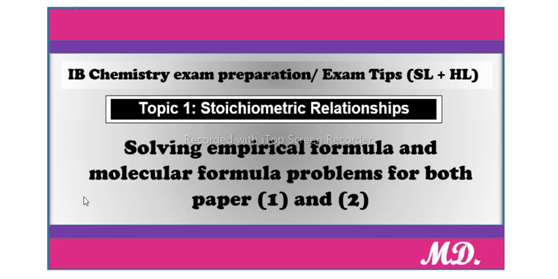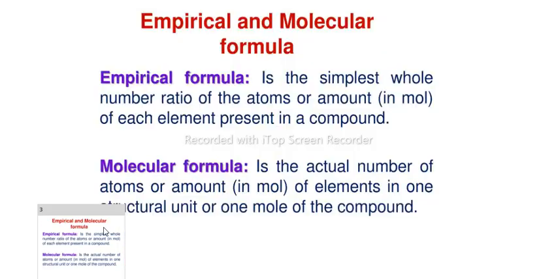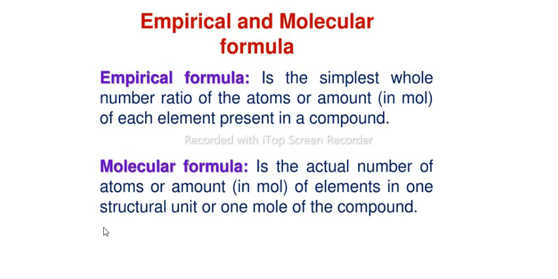In order to start our lesson for today, we need to go through the definition of both empirical and molecular formula. So starting with the empirical formula, according to the definition, it is the simplest whole number ratio of the atoms or amount in mole of each element present in a compound. So we are talking about the mole ratio presented, and it should be in the simplest whole number ratio.